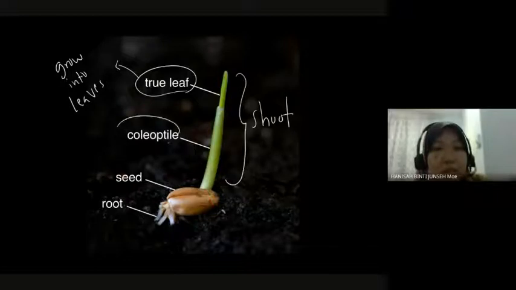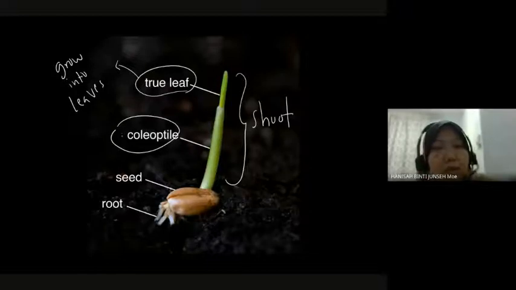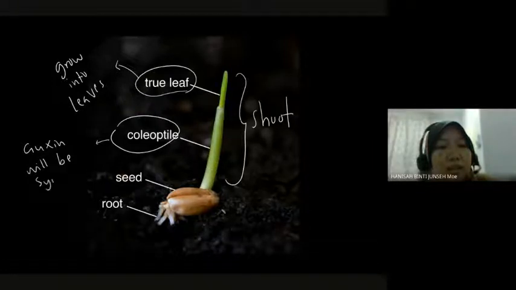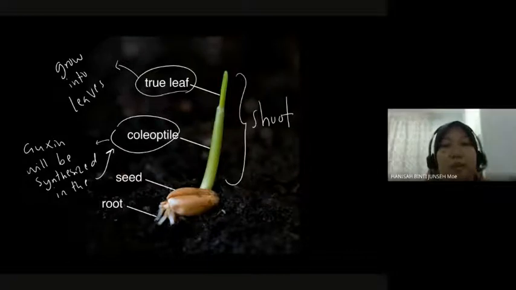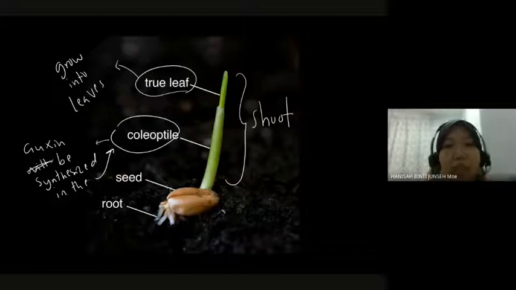And then this coleoptile part. You will hear this term when we discuss auxin, because auxin will be synthesized in the coleoptile. Okay, the coleoptile is in the shoot, and auxin exists in the shoot because it is synthesized in the coleoptile. So my point here is, you need to have the idea of where the coleoptile is. The coleoptile is at the shoot.